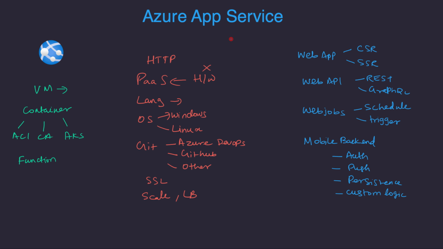Overall, Azure App Service is a platform as a service for HTTP based applications with many options for you to configure and choose from. If you want a simple solution to deploy web applications without worrying about the underlying infrastructure or managing containers or virtual machines, then Azure App Service is a very good choice.